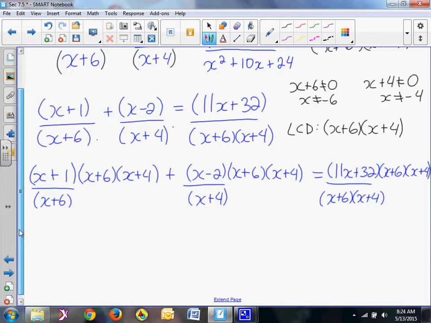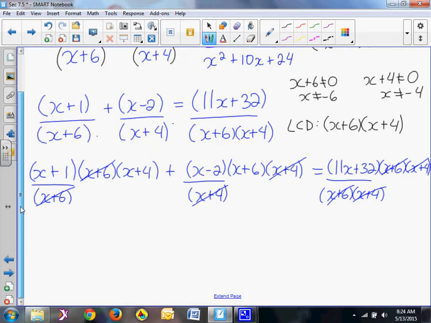So then I'm going to cross off factors that appear in the numerators and denominators of each term. So bye-bye x plus 6 is there, bye-bye x plus 4 is here, and then I get rid of my x plus 6 and my x plus 4 there. I'm going to do every little step here, so I'm going to rewrite this to see what I'm left with. In my first term, I have x plus 1 and x plus 4, then x minus 2 and x plus 6 left over there, and it's equal to my leftovers here, 11x plus 32.